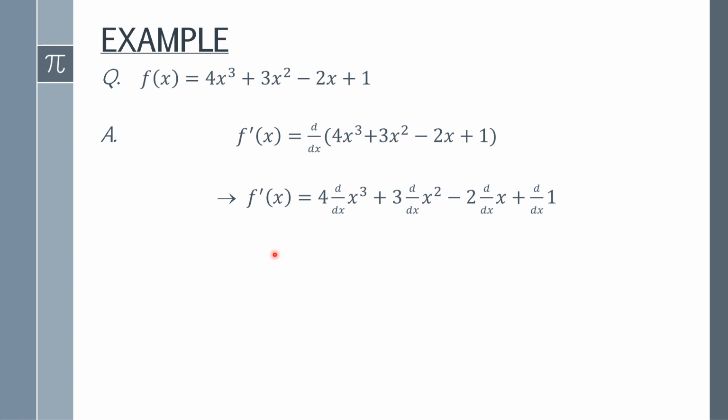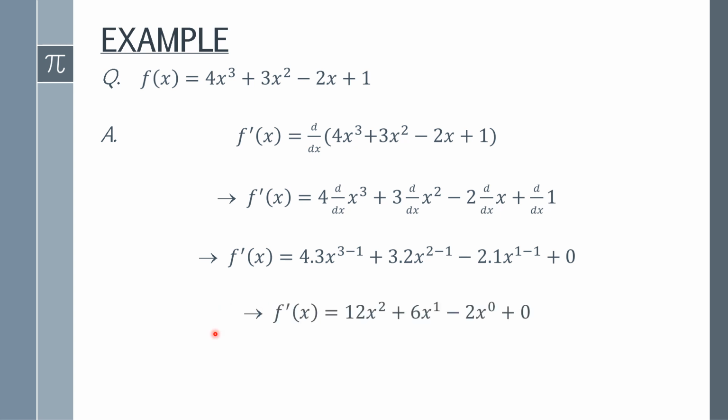After that, we take the constants out and we apply the derivative only to the x terms. After doing that, we get the derivative of f of x, which is denoted by f dash of x, as 12x square plus 6x minus 2.